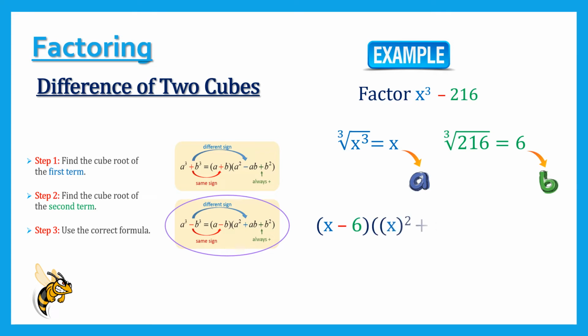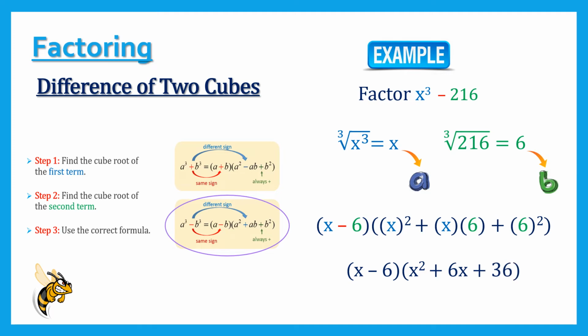So it's going to be x minus 6, close parentheses, open parentheses, x squared plus x times 6 plus 6 squared. The only thing left for us to do is to simplify the second parentheses. So now we're going to end up with x minus 6, open parentheses, x squared plus 6x plus 36. Because 6 times 6 is 36, and x times 6 is 6x. And that would be your final answer.